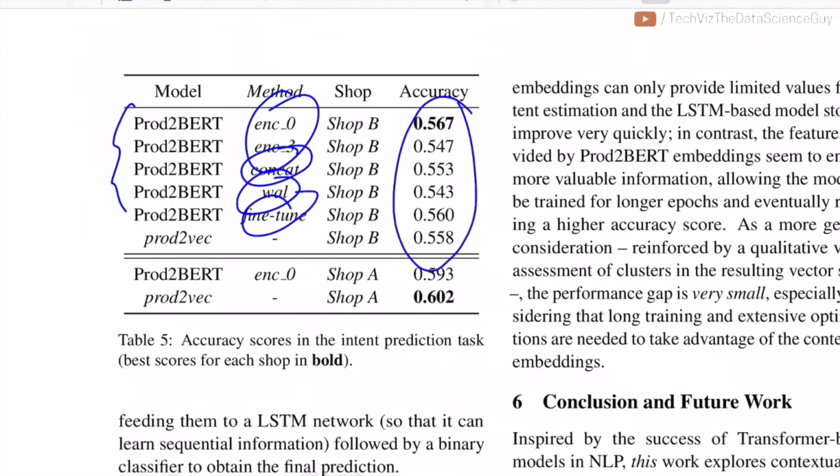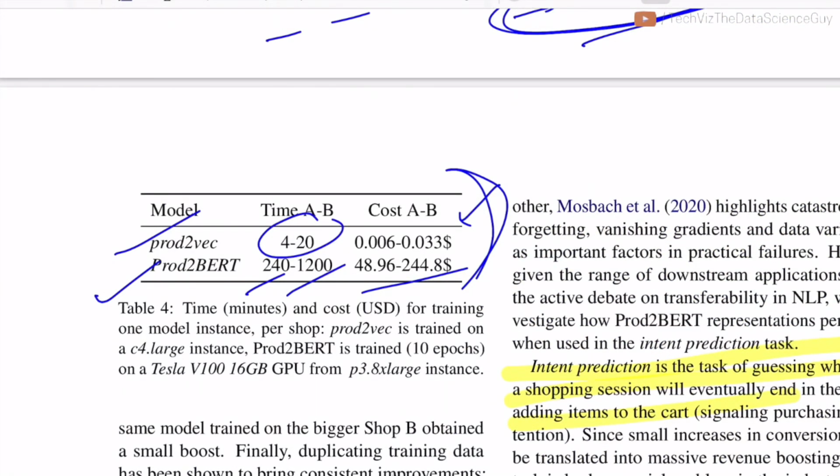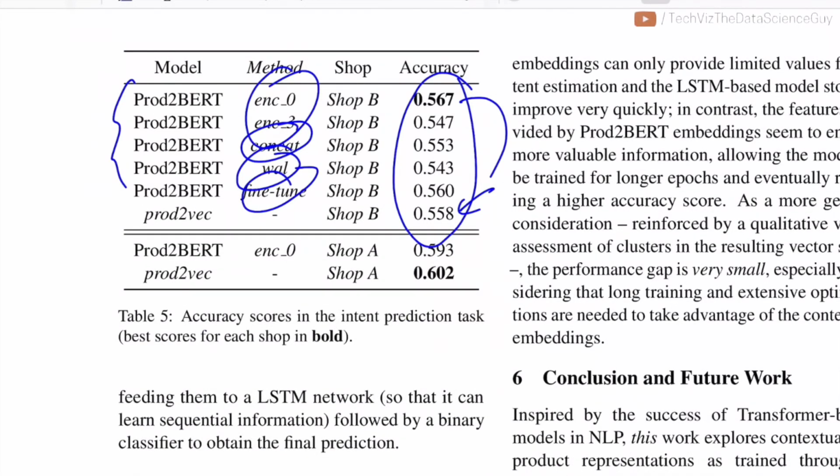But still, if you see the accuracy numbers, prod2vec gave us 0.558 and the best one from prod2BERT gave us 0.567, which is almost a negligible difference. But if you see the trade-off in terms of time and cost it takes to train prod2BERT compared to prod2vec, clearly prod2vec is the choice that you want to make, right? So yeah, that's the trade-off, and clearly I feel it's not really a confident conclusion in terms of whether prod2BERT or prod2vec will perform better for a given task, because that's what we are seeing in the intent prediction task and the next event prediction.